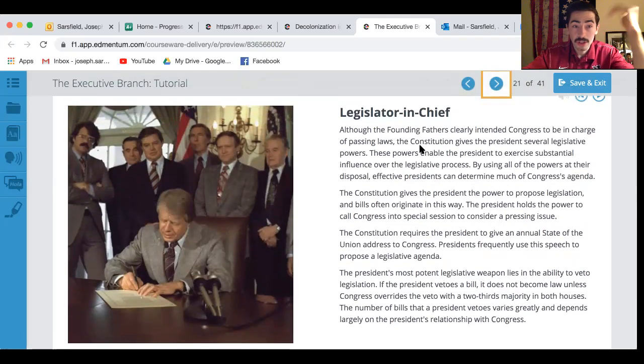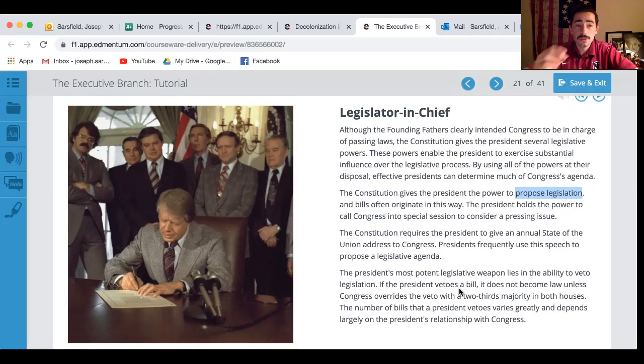Legislature or legislator in chief. This one, the two main powers that the president has in regard to legislation, which we know are laws or policies, basically is to propose legislation, right? So he can suggest it. He can try to use the State of the Union address to propose new legislation that he wants to get passed. But he also has the power to veto or shut down legislation.